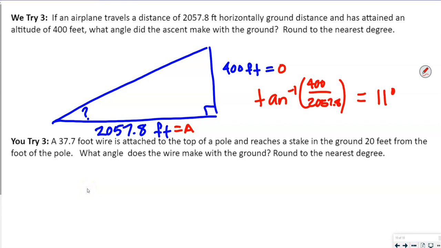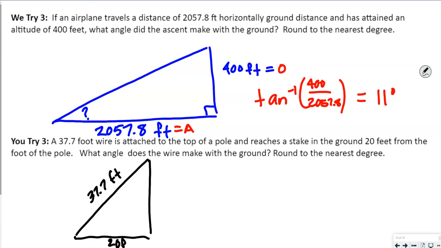A 37.7 foot wire is attached to the top of a pole. So we have a pole, right? And we have a wire attached to it. So that's our pole and that's our wire. So our wire is 37.7 feet, right? And reaches a stake in the ground 20 feet from the foot of the pole. So this is 20 feet here. So there's our right angle. It says, what angle does the wire make with the ground? So it's asking us to find this, okay?